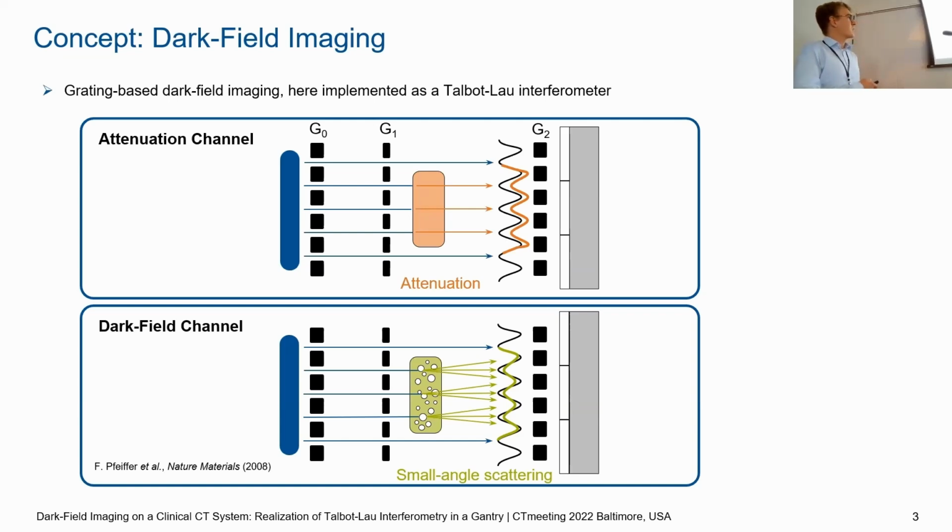The problem is that this interference pattern is in the micrometer range, and so we can't resolve it with the detector directly. To solve this problem, we need this last grating, the so-called analyzer grating, which converts this fine interference pattern to resolvable moire fringes.